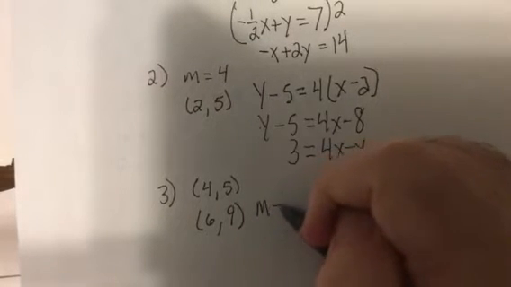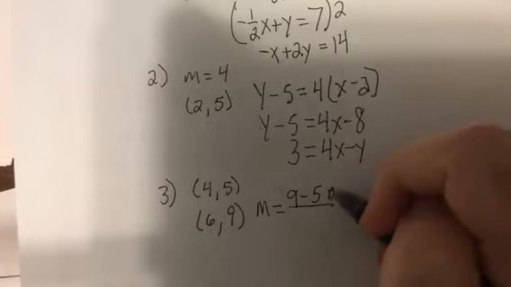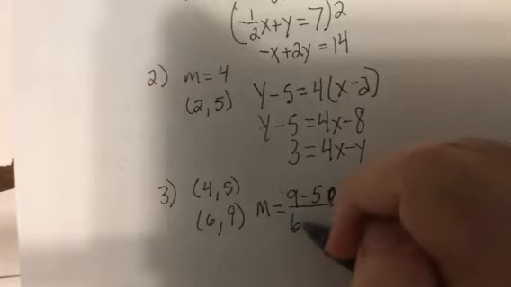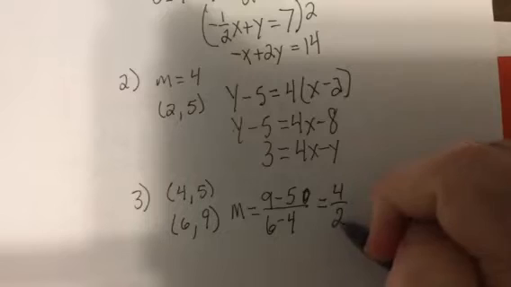Find the slope. So this would be 9 minus 5 over 6 minus 4. I don't know why I put the equal sign, sorry, I'm on medication. Oh, I feel horrible.